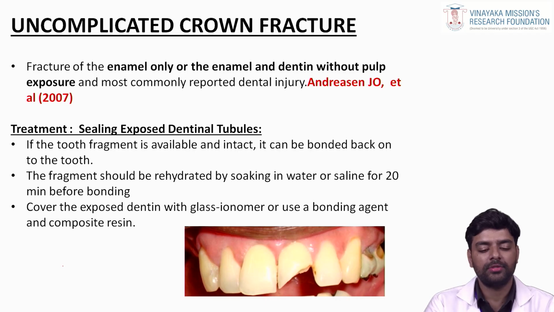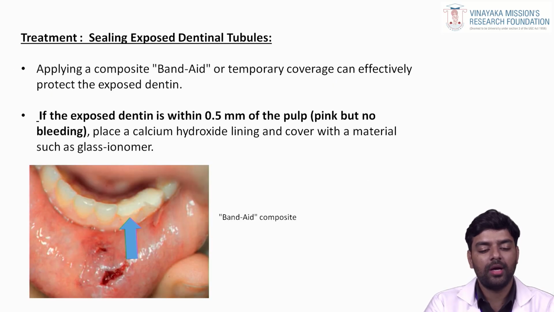Cover the exposed dentin with glass ionomer, or use a bonding agent and composite resin. Applying a composite band-aid or temporary coverage can effectively protect the exposed dentin. If the exposed dentin is within 0.5 mm of the pulp, place a calcium hydroxide lining and cover the tooth surface with glass ionomer.